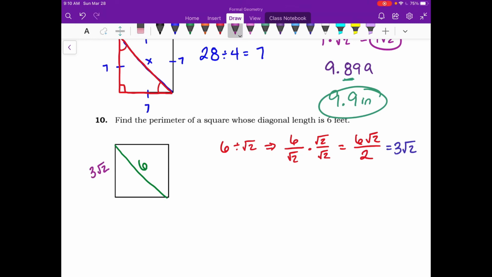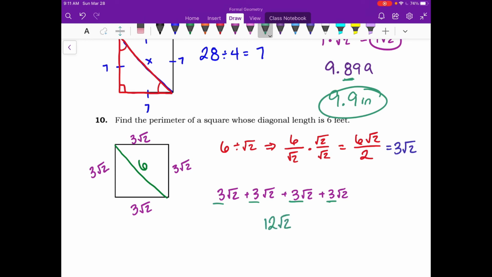Now, I need to find the perimeter, which means I need to add up all the sides, and luckily this is a square, so they are all the same length. So I'm going to add them all together, so 3 root 2 plus 3 root 2 plus 3 root 2 plus 3 root 2. And when I add those all up, you actually will just be adding up these whole numbers. The root 2 will be treated like a variable when we're adding. So 3 root 2 plus 3 root 2 and so on will be 12 root 2.